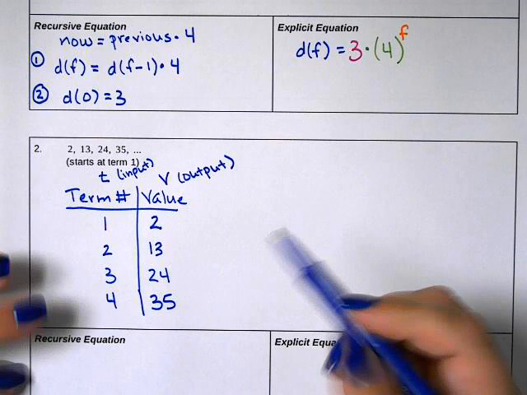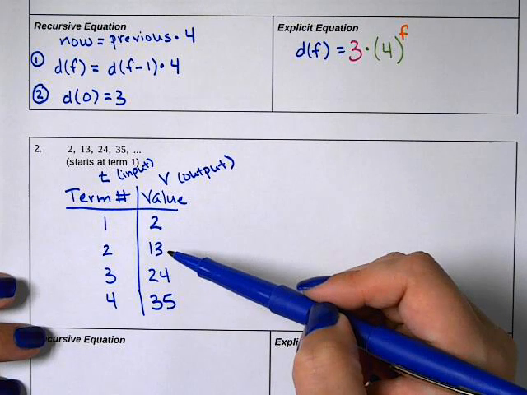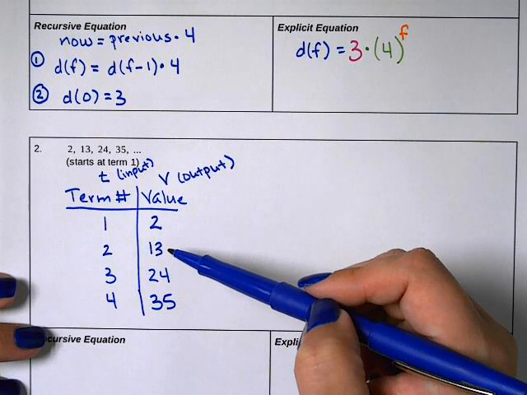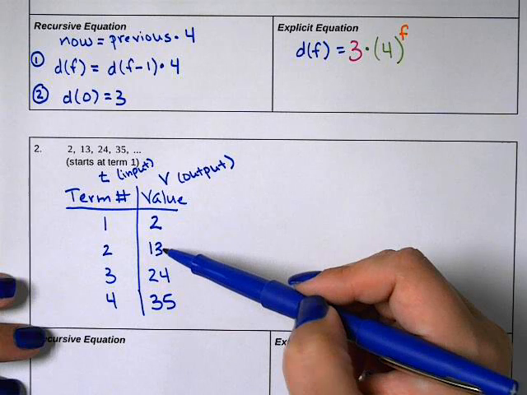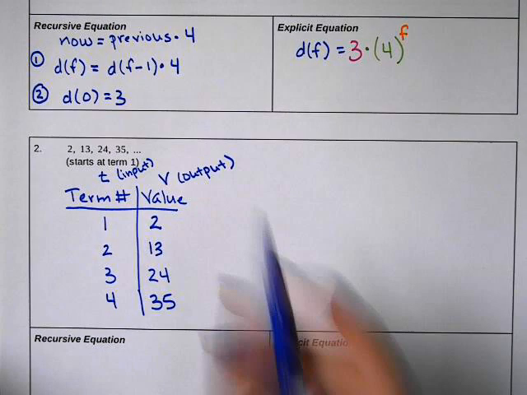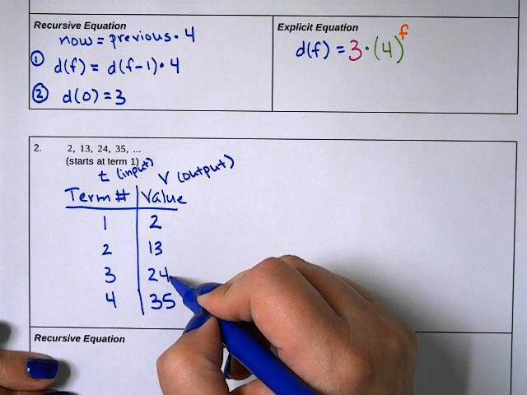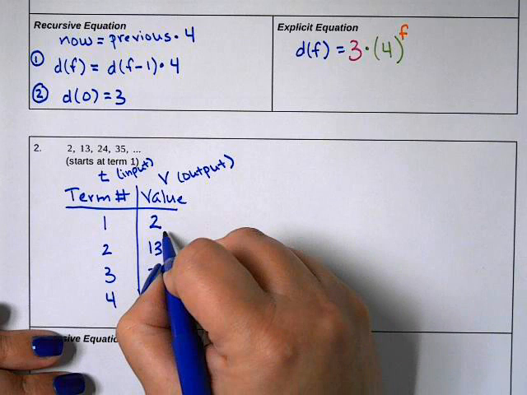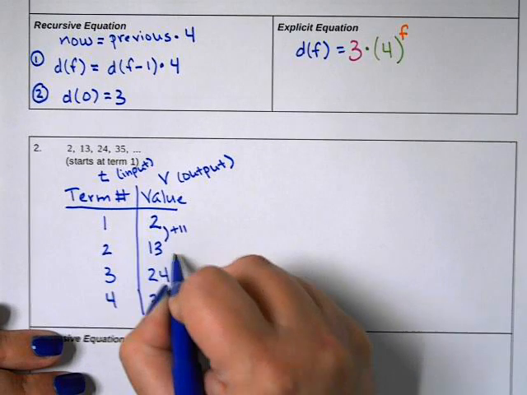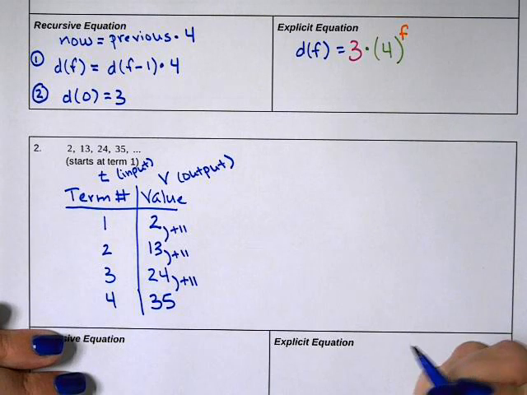Now I need to find my pattern, so I'm going from 2 to 13, so I'm increasing, which means I'm either going to add or I'm going to multiply. So if I go from 2 to 13, I know that that's adding 11, and then 13 to 24 is also adding 11, and 24 to 35 is adding 11. So plus 11, plus 11, plus 11.